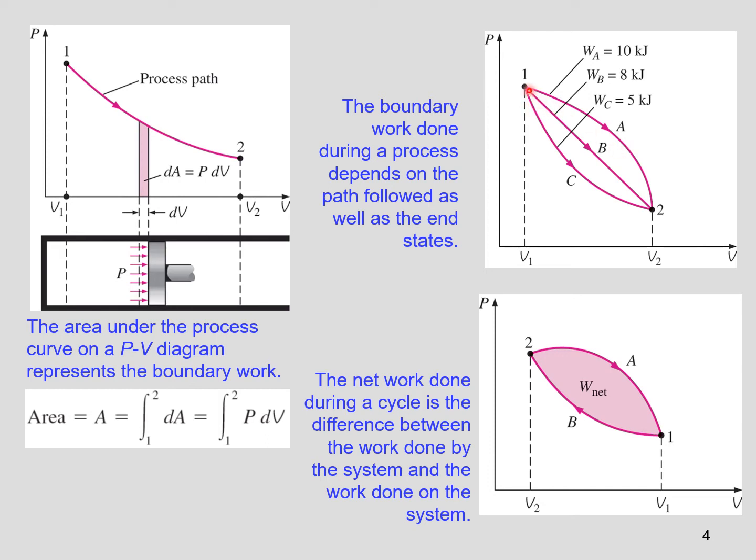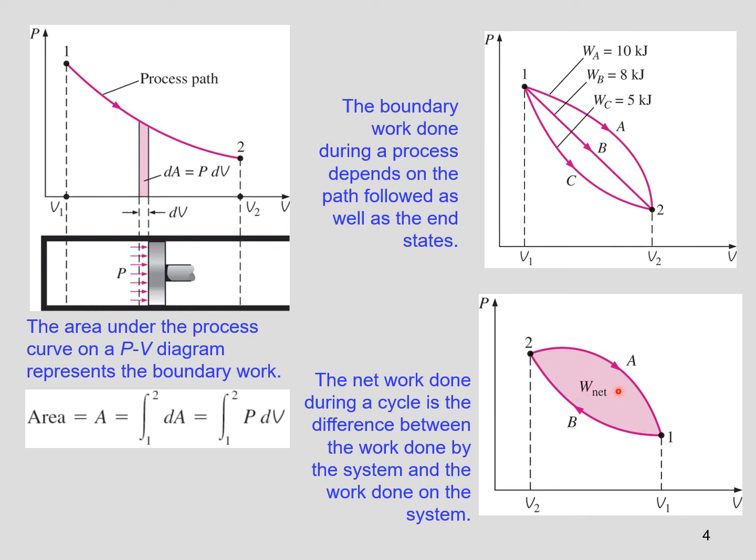So you can go from state 1 to state 2 on a direct path, or you can go on path A or C. Here, path C has the least amount of work because there's less area under the curve. Path A has the most work, since it has the most area under the curve. And so these are some representative examples.